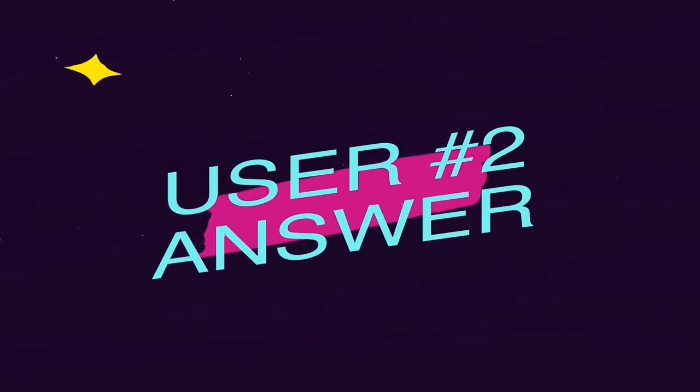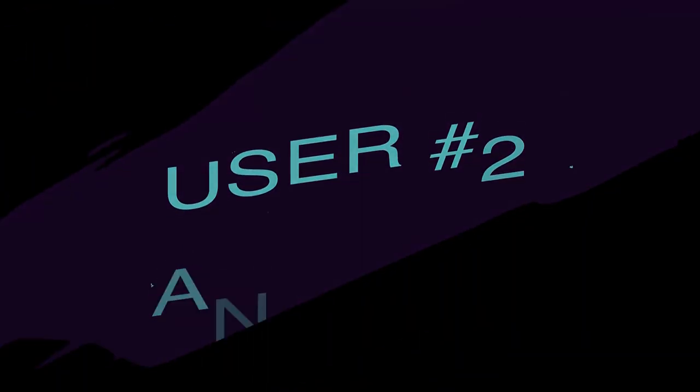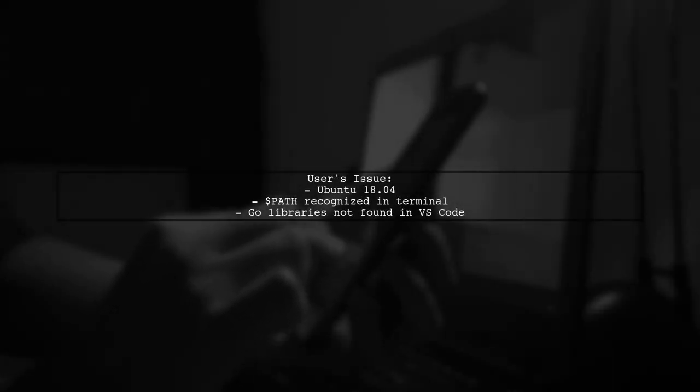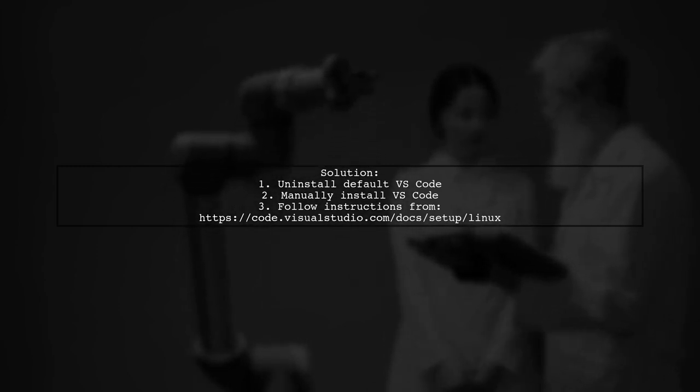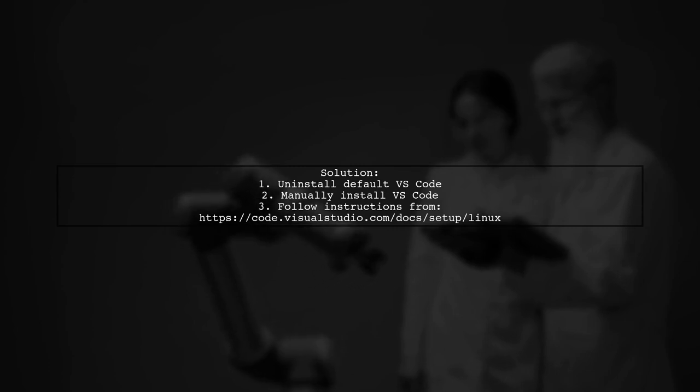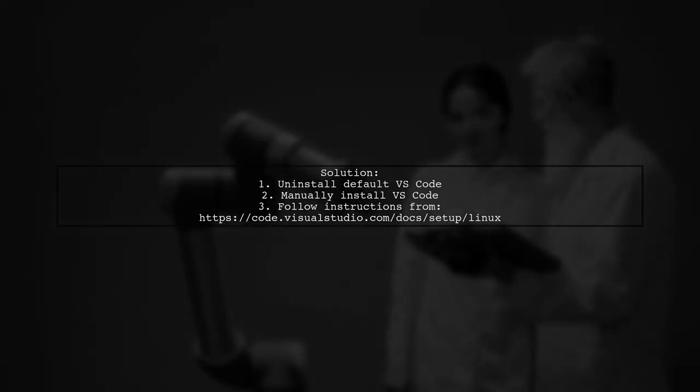Let's now look at another user-suggested answer. A user faced an issue with the path variable in Ubuntu 18.04 while debugging Go libraries in VS Code. They found that even though the terminal recognized the path, the libraries were not found. To resolve this, they uninstalled the default version of VS Code from the Ubuntu software and manually installed it following specific instructions. This approach worked for them, successfully setting the global path environment variable in VS Code.